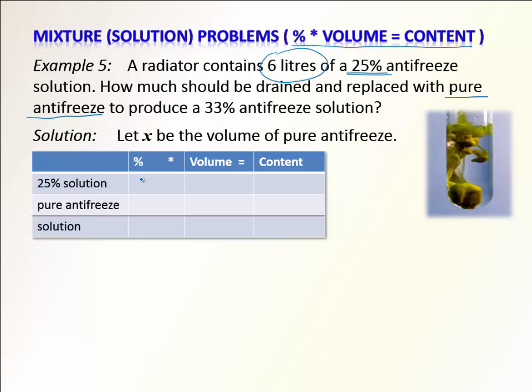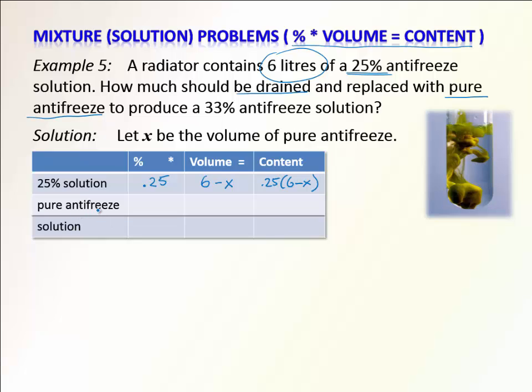So we can fill up this box. 25% is 0.25. The volume of this solution will be, originally it was 6 liters, but we are going to drain this solution and replace with pure antifreeze. So the amount of pure antifreeze that we use is the amount of the 25% solution that we have to drain. So we are getting rid of X liters of this solution. So the volume of it will be 6 minus X. Therefore, the content is the product of the percent times the volume. So 0.25 times 6 minus X.